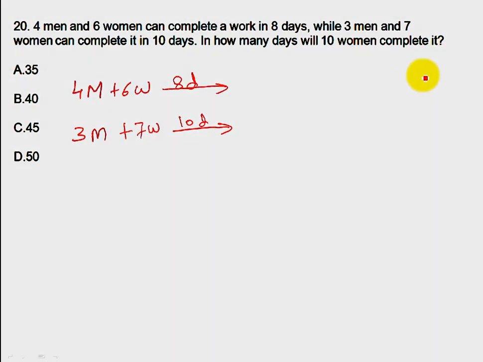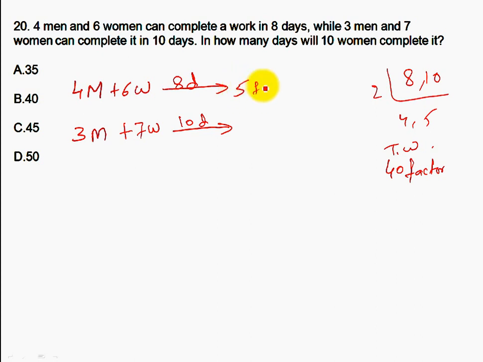We will take the LCM of 8 and 10. There is no common multiple between 4 and 5, so it comes out to be 40 factors. Our total work is 40 factors, and per day, 4 men and 6 women will come out to be 5 factors per day, and 4 factors per day for 3 men and 7 women.